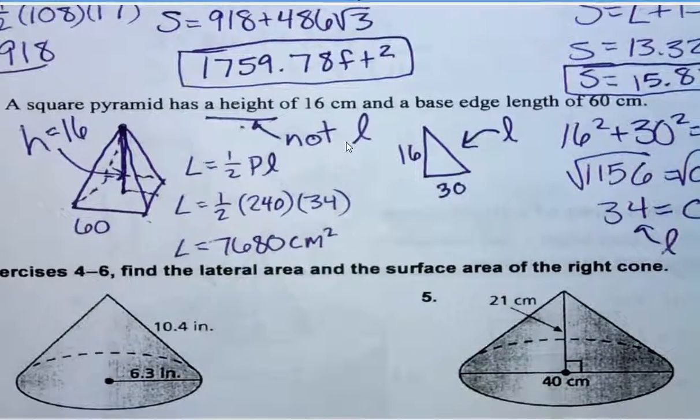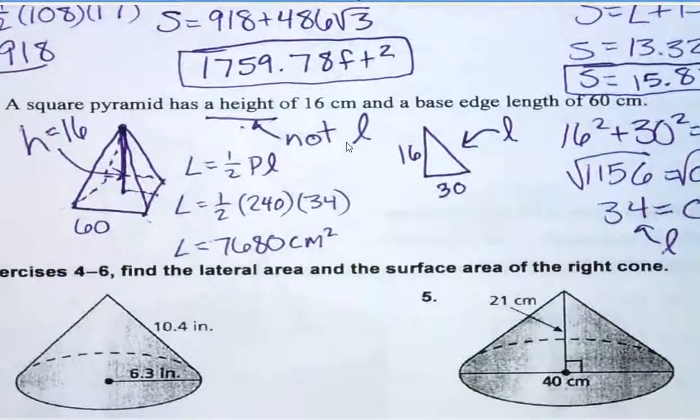240 times 34 divided by 2 should be 7680. So that is our L. We need to find the area of the base. That should be easy. We should be able to look at that and know what to do with the area of the base because it's a square.